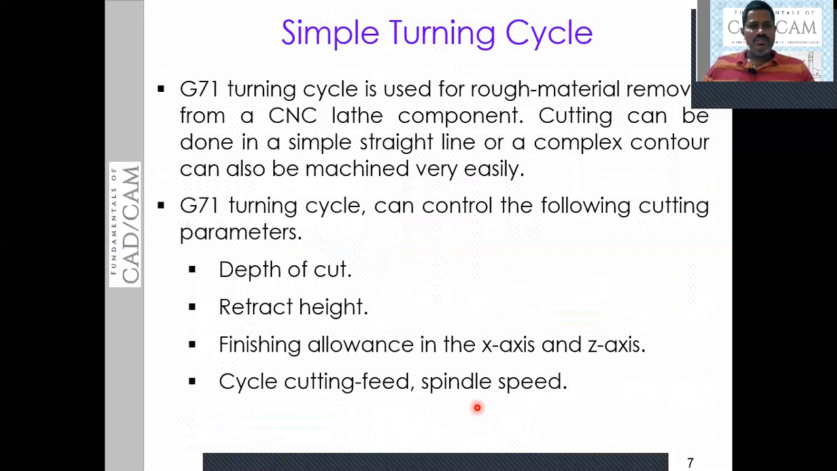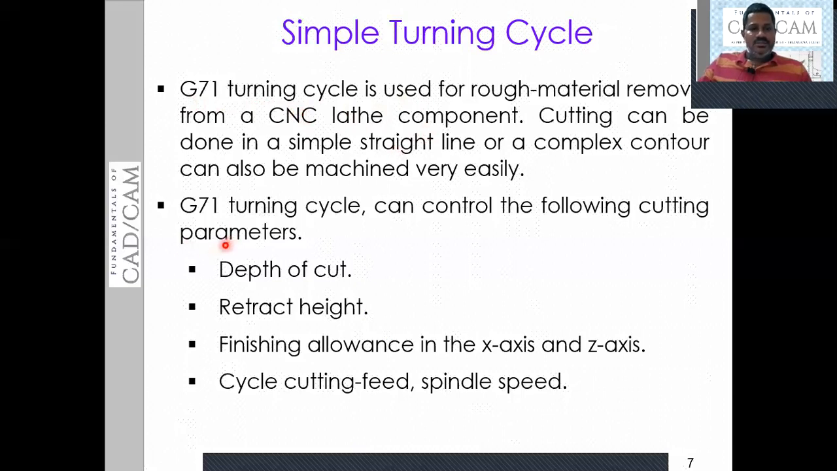The simple turning cycle uses the G code G71. You can call this the G71 turning cycle. It is used for rough material removal, rough cut turning, to remove a certain amount of material from the component in a rough way. After that we have some machining operation, which may be finishing or threading, because directly we cannot use the surface for other applications. So for rough cut turning, G71 is used.